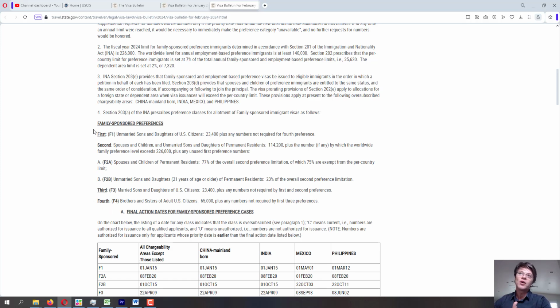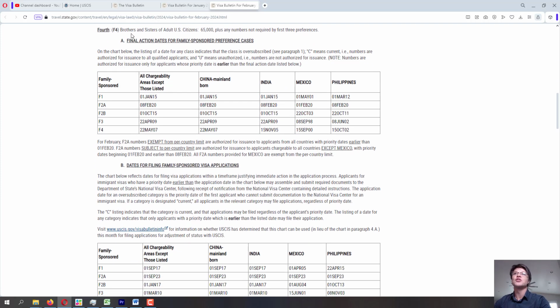Okay, after you are familiarized with the categories, you will see there are 2 graphs. There's a graph A, final action dates, and there's graph B, dates for filing. Now, what is the difference between the 2?